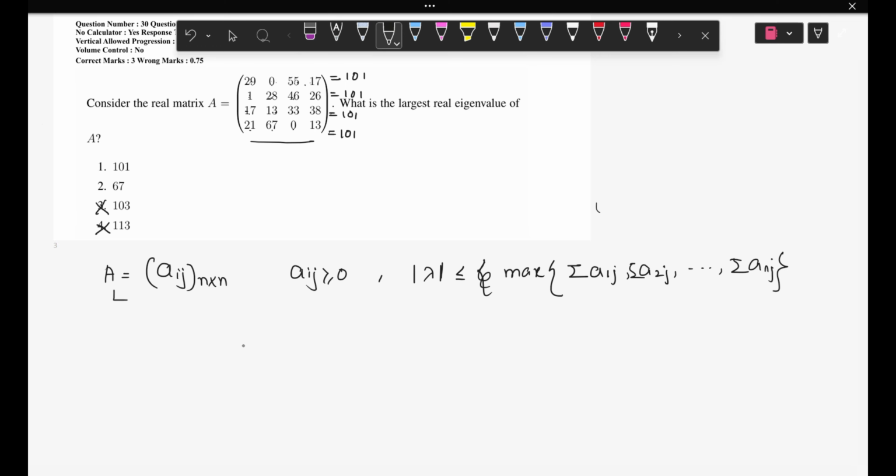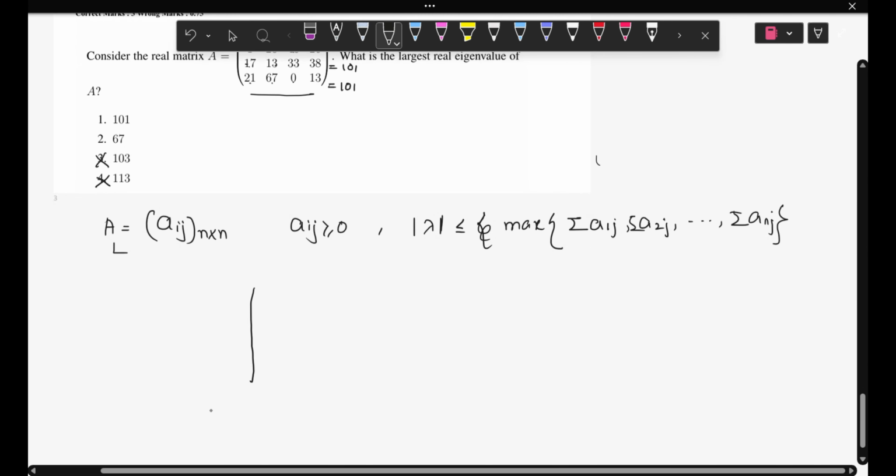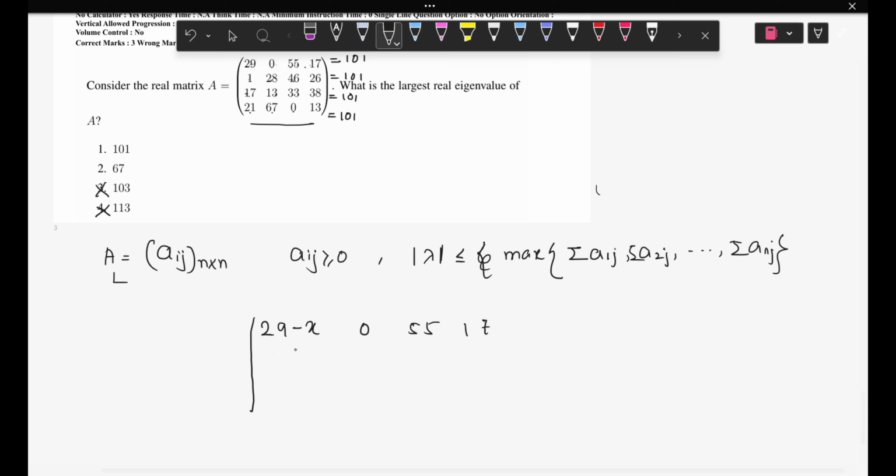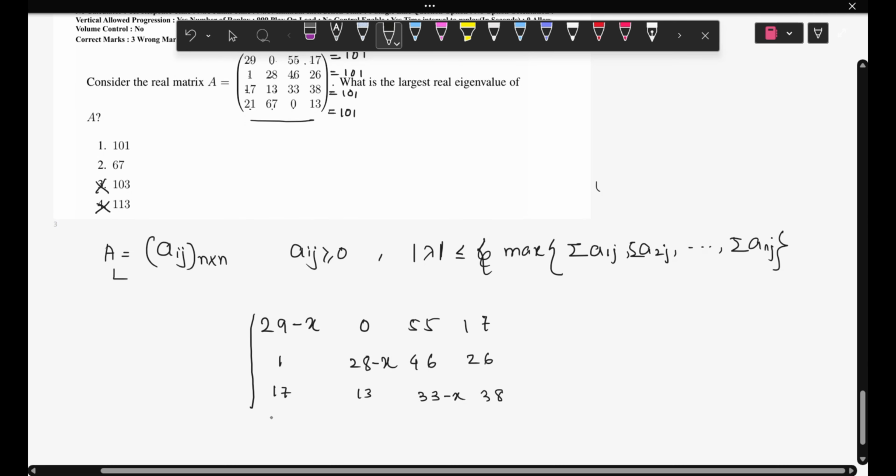Now let's write down the matrix. Now let's take the determinant: 29 minus x, 0, 55, 17, 1, 28 minus x, my bad, 46, 26, 17, 13, 33 minus x, 38, and 21, 67, 0, 13 minus x.